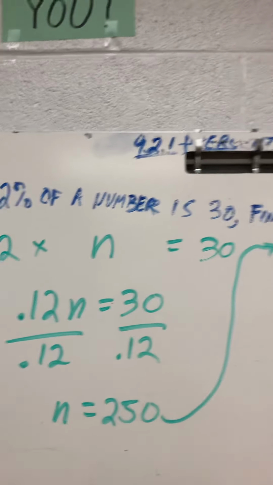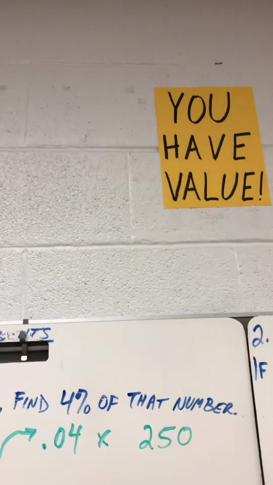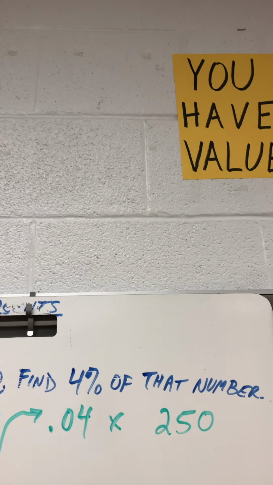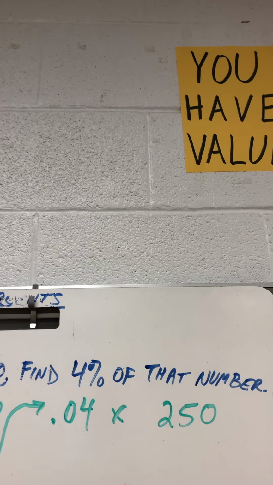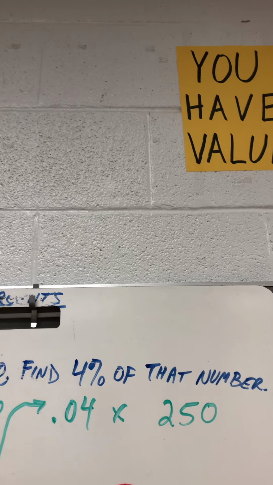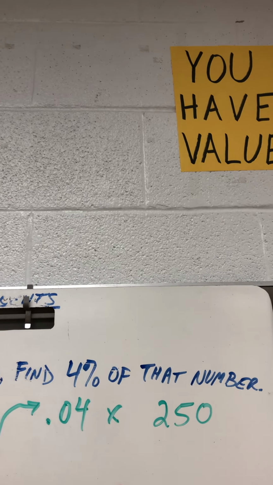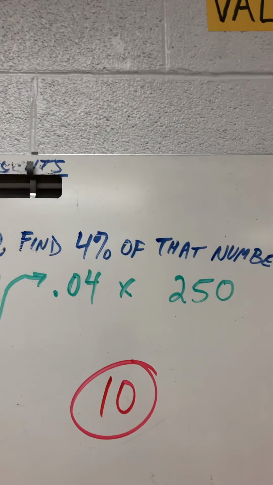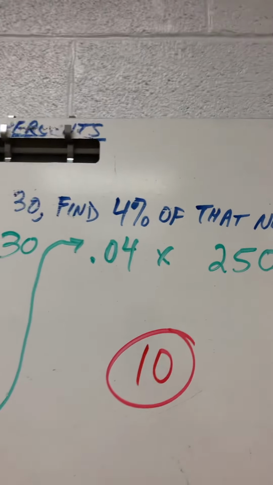All right, so the rest of the problem said find 4% of that number. That number was 250. So 0.04, right? 4% is 0.04. Of is times that number, 250. Do 0.04 times 250 and you get 10. There you go.